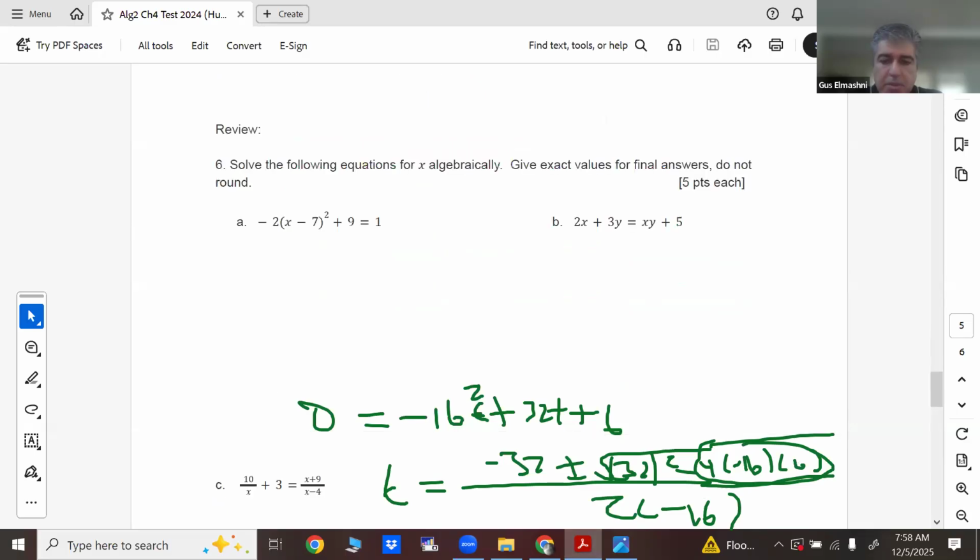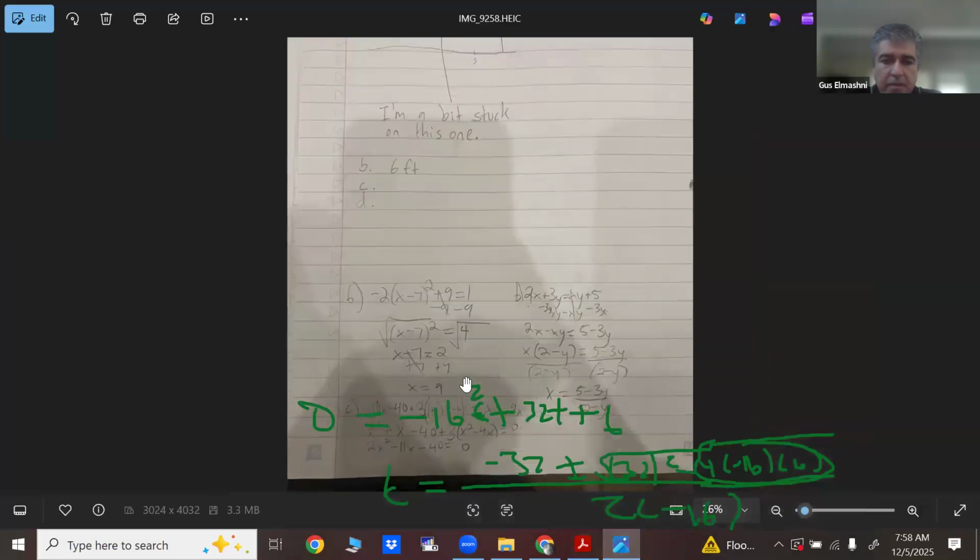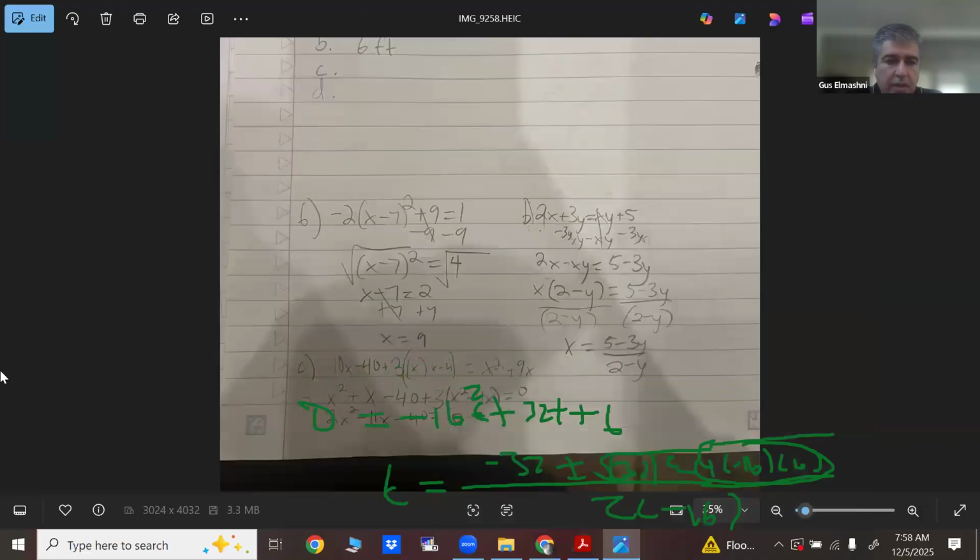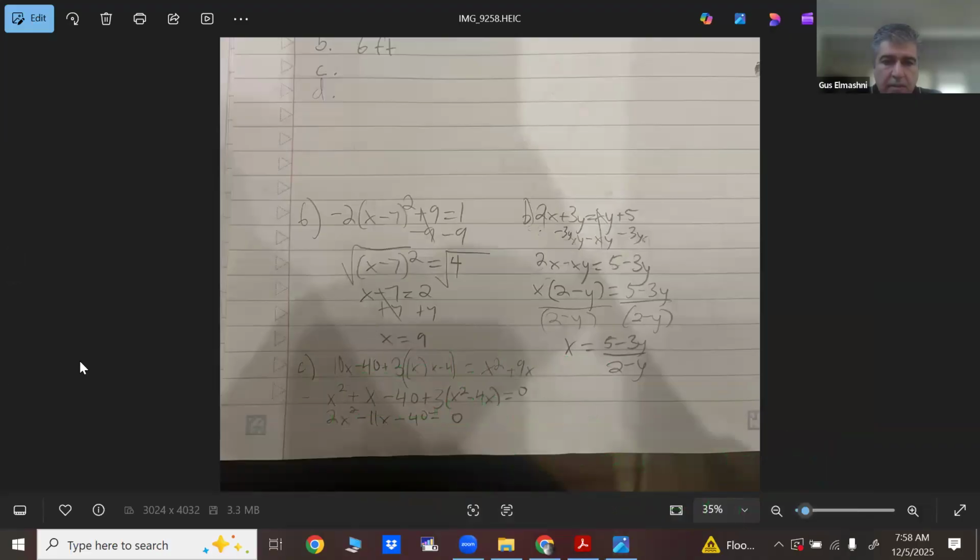Okay, these problems here, I think you got that one right. Subtract 9 is negative 8, dividing the 2 is 4, root it. But you got to put plus or minus though when you root it. So it's 7 plus 2, so 9 works. Also, 7 minus 2, 5 would also work. If you plug in 5, you get negative 4. 2 squared is 4 times negative 2 is negative 8 plus 9 is 1.